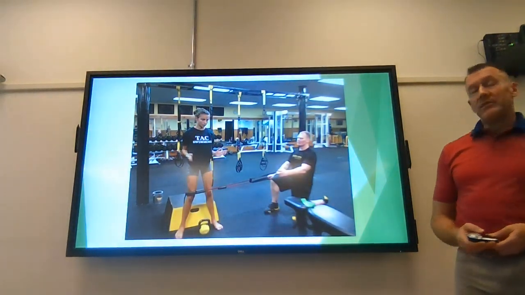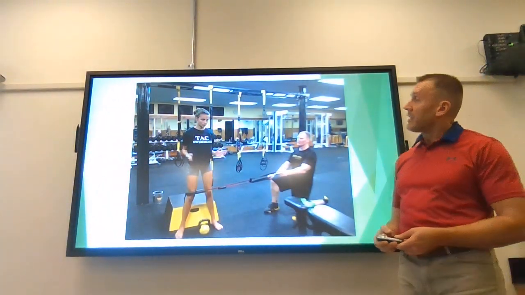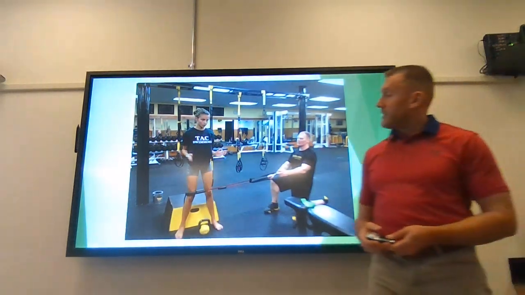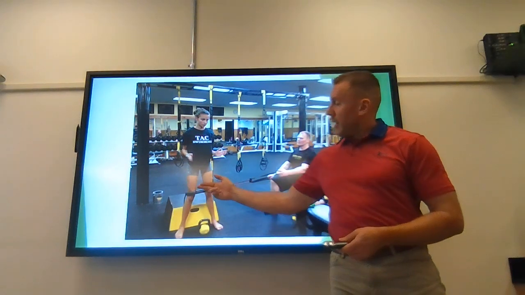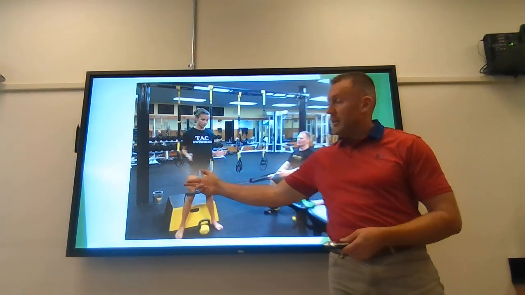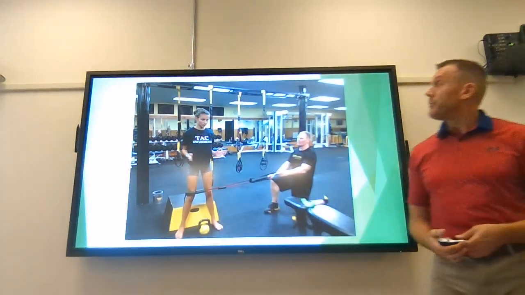Some other things we can do, bands are great. I think we've talked a little bit about this before, but externally rotating the knee joint, just that proprioceptive cue to turn the knees out.